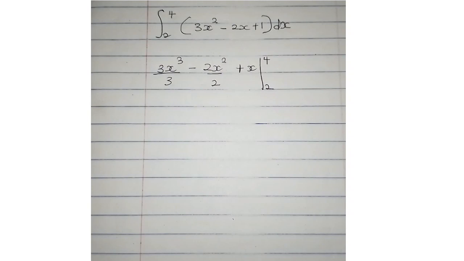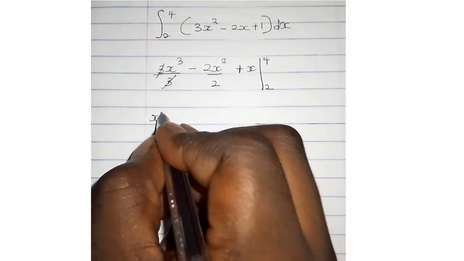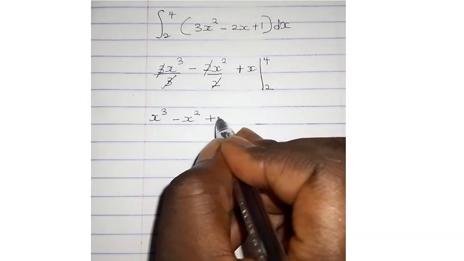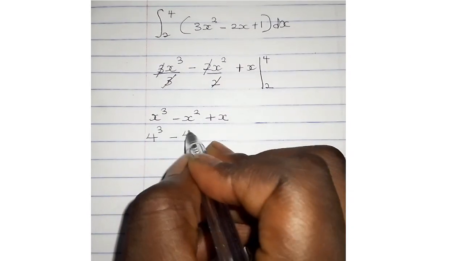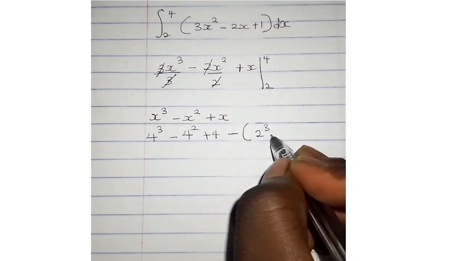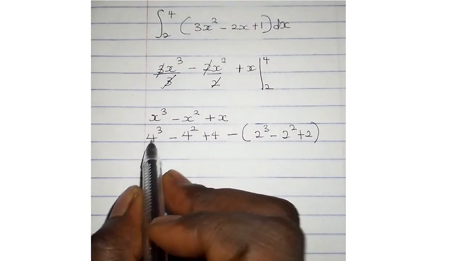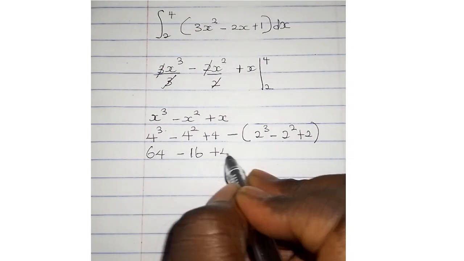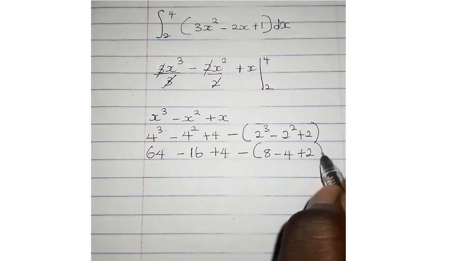We can still simplify this. 3 can cancel 3, which gives us x cubed. 2 can cancel 2, which gives us x squared plus x. So applying the upper limit and the lower limit, we have 4 cubed subtracting 4 squared plus 4, minus 2 cubed minus 2 squared plus 2. Now 4 cubed is 64 minus 16 plus 4, subtracting 8 minus 4 plus 2.